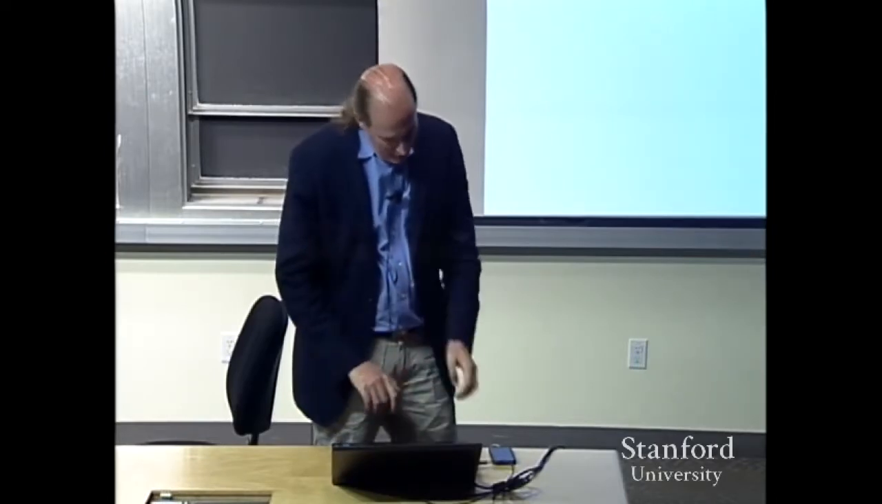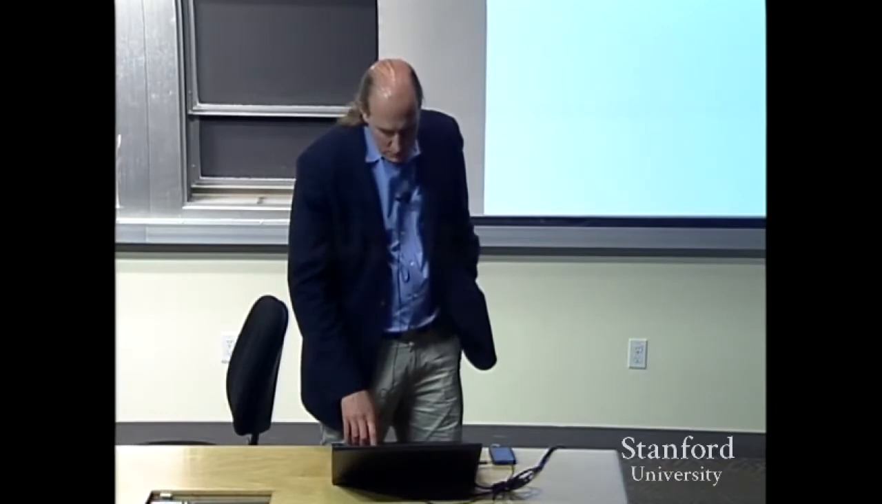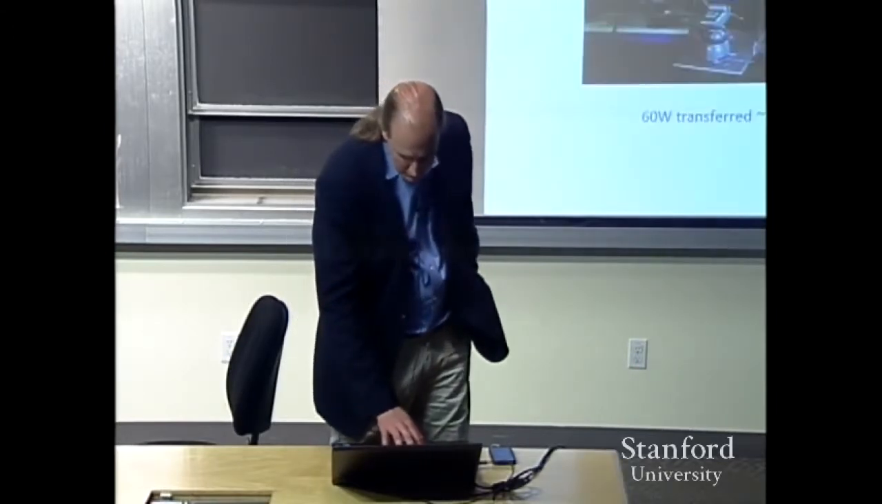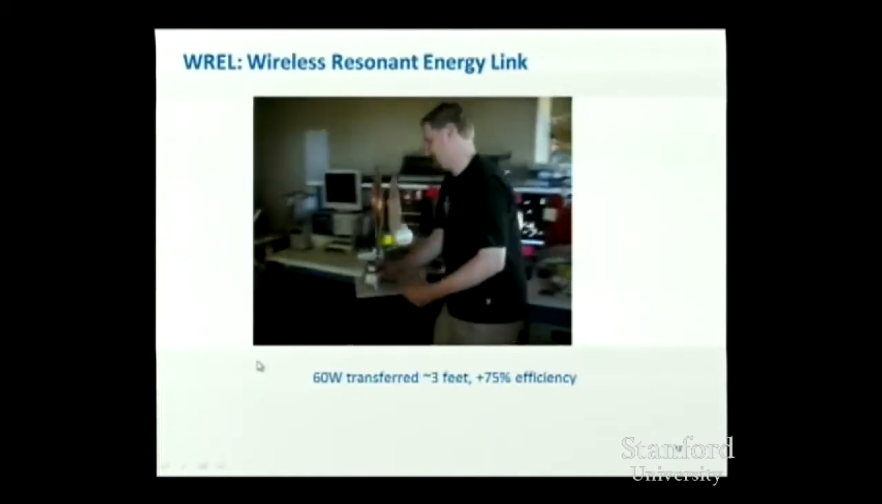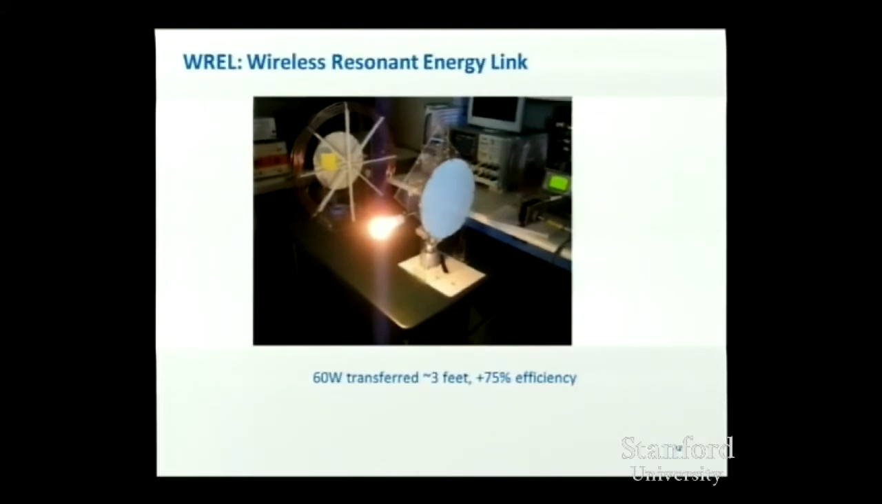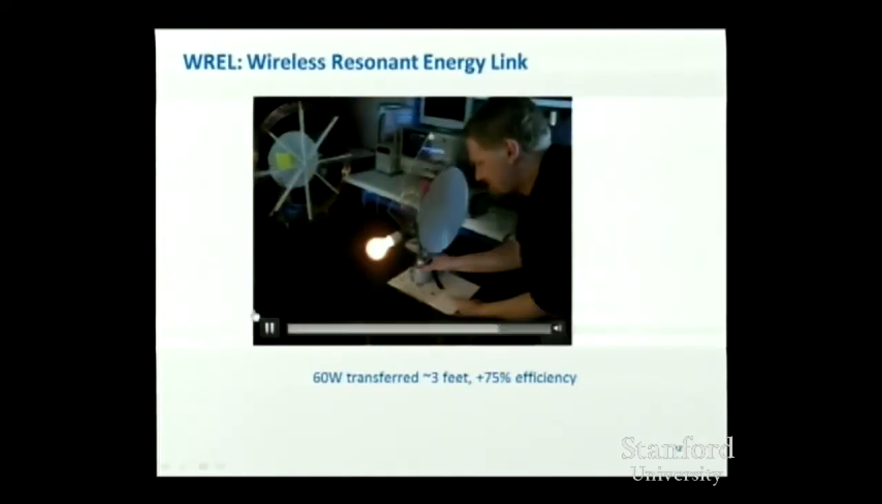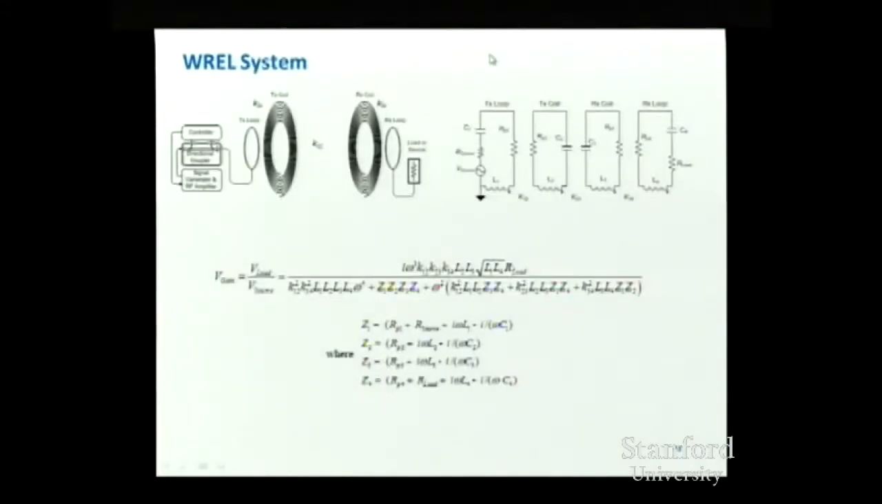The next system I'm going to describe is called Wireless Resonant Energy Link, which we pronounce whirl. Apologies for the pronunciation there. This was the first whirl system that we got working. As he puts down this 60-watt light bulb, you'll see it being lit up from about 3 feet away from the transmit coil, and that's about 75% efficiency, coil to coil. Now I'll explain a little bit about how that works.